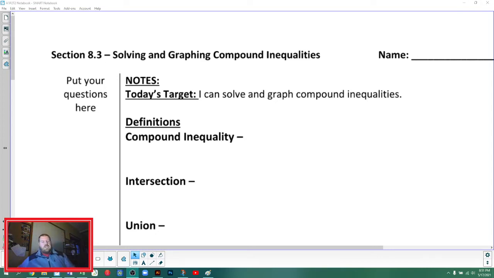Hello and welcome to the section 8.3 lecture today. Today we are looking at solving and graphing what we call compound inequalities.